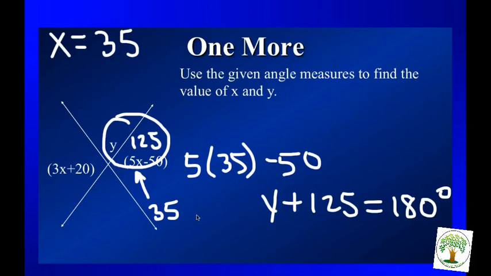Did you know to do it with the 5x minus 50 instead of the 3x plus 20? Very good question. It wouldn't have mattered. If you would have put the 35 right here, 3 times 35 plus 20, you would have also gotten 125, because these two are equal. That is a fantastic question. It wouldn't have mattered.